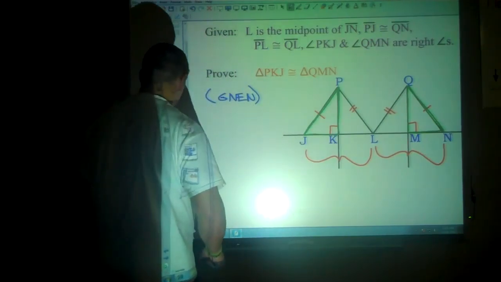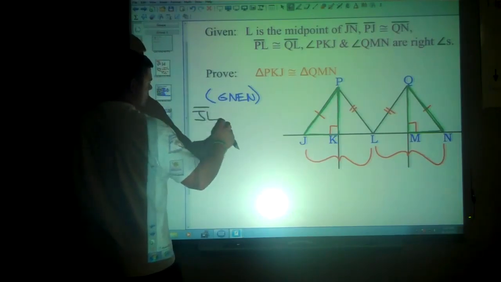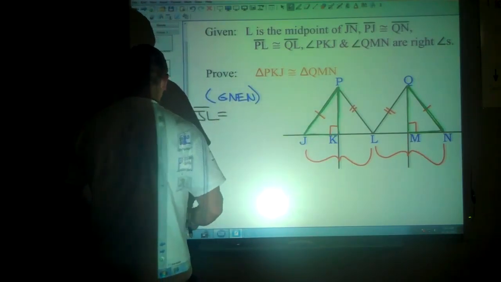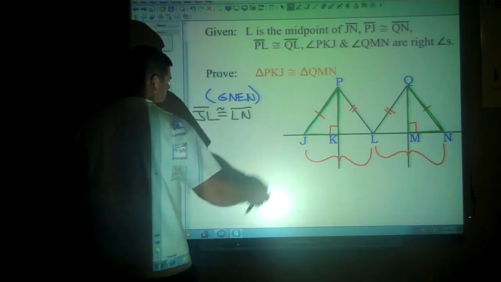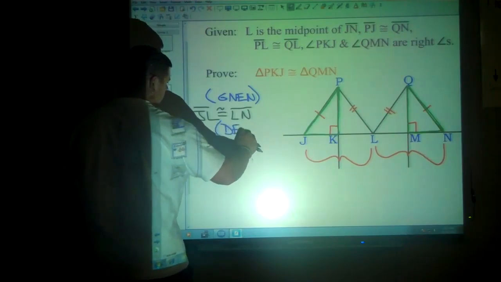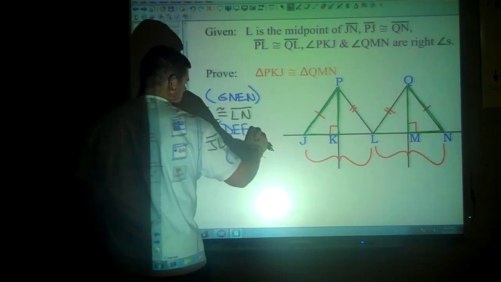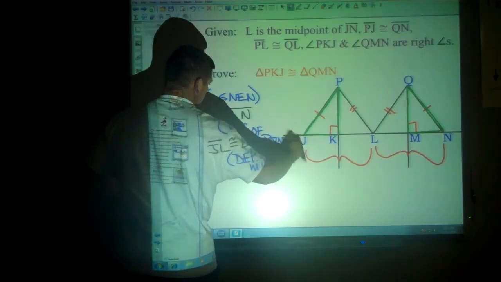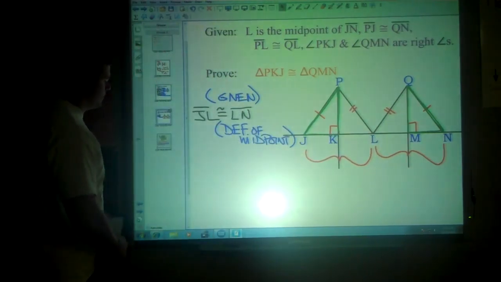And then we could say that JL, J to L, is equal to what? The L to N, right? JL is congruent to LN. And the reason we know that is the definition of midpoint. So we've now proven that that entire distance across is the same, right?